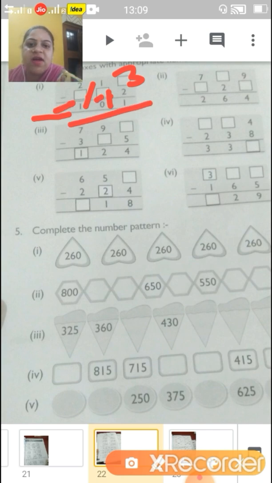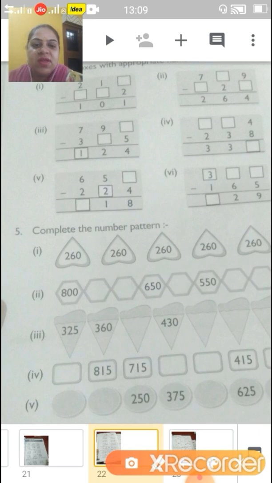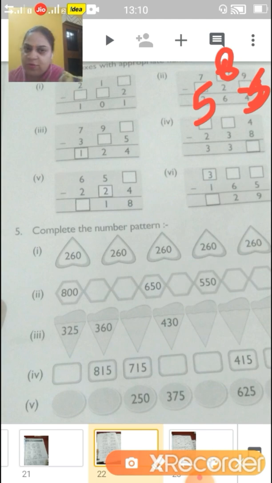So our answer will come 1, 0, 1. Same way, next 7, 2 and 9. So children, what we can do? 9 minus 5, that will come 4 in this box. Here we will write 8 minus 2 is 6 and 7 minus 5 is 2. So your answer is 2, 6, 4.